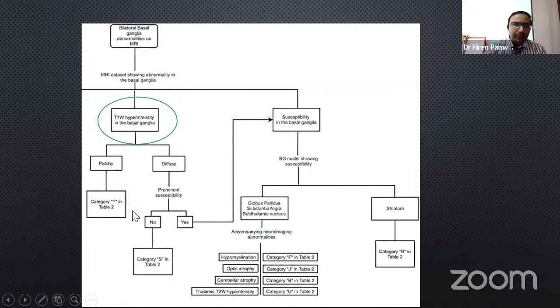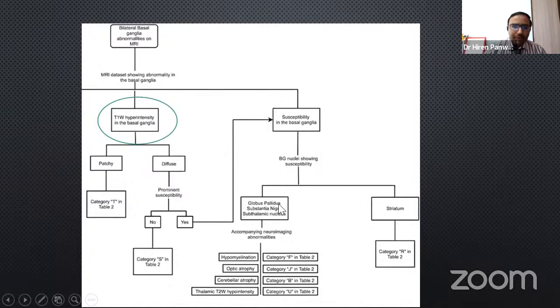When you find T1 hyperintensity in the basal ganglia, you have to see whether the abnormalities are patchy or diffuse. If it is patchy, then you go for the differentials of patchy T1 hyperintensity, which I have shown earlier in the previous slides. And when the hyperintensity is diffuse but there is no susceptibility, then probably you are dealing with manganese disorders and you can go with that pattern. But if you see T1 hyperintensity with SWI susceptibility, then you have to see which areas are involved.